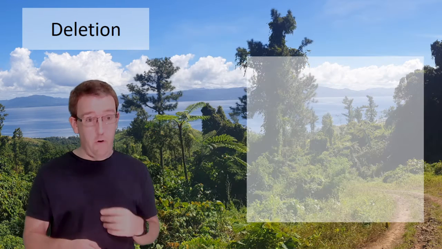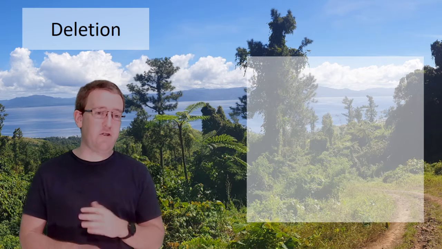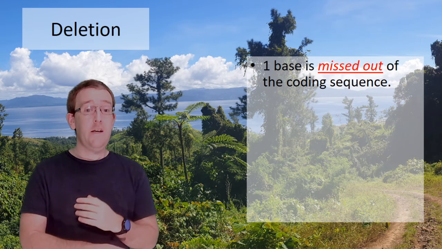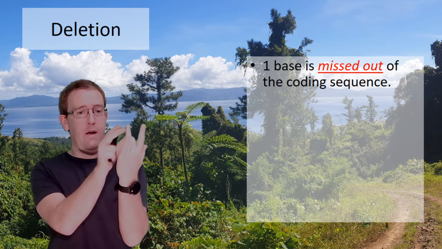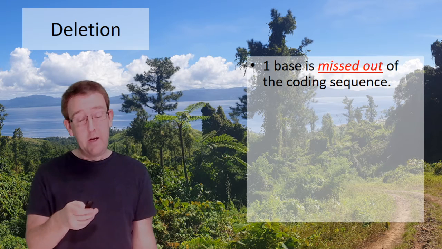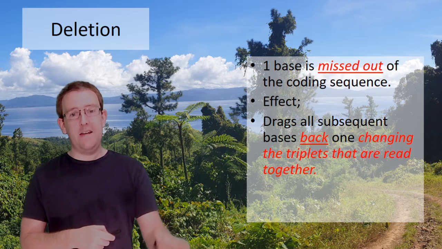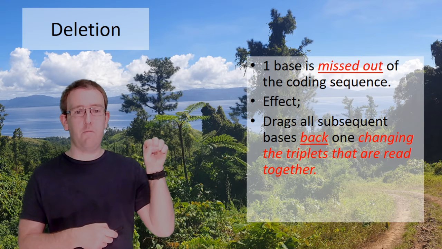Right, so move on. Deletion mutations, again, are exactly what they sound like. They're basically where one base is missed out. So you've got bases on a strand like that, take one out and all the rest of them just get pulled together. So what happens there, the effect of that, is it basically drags all subsequent bases back.